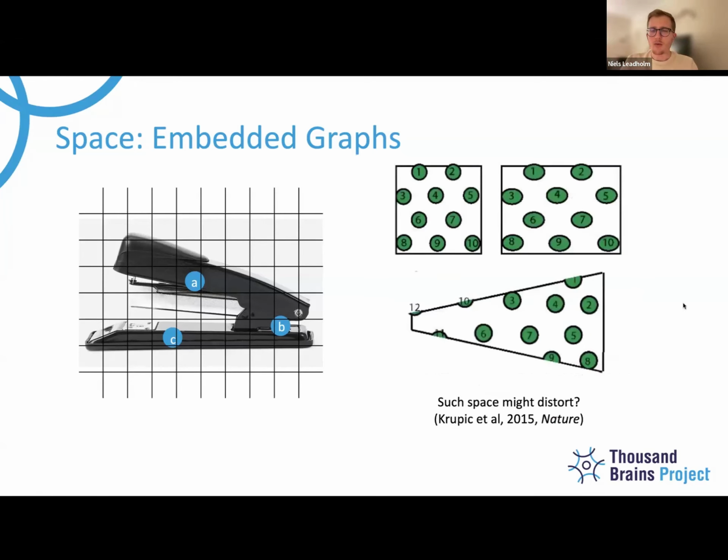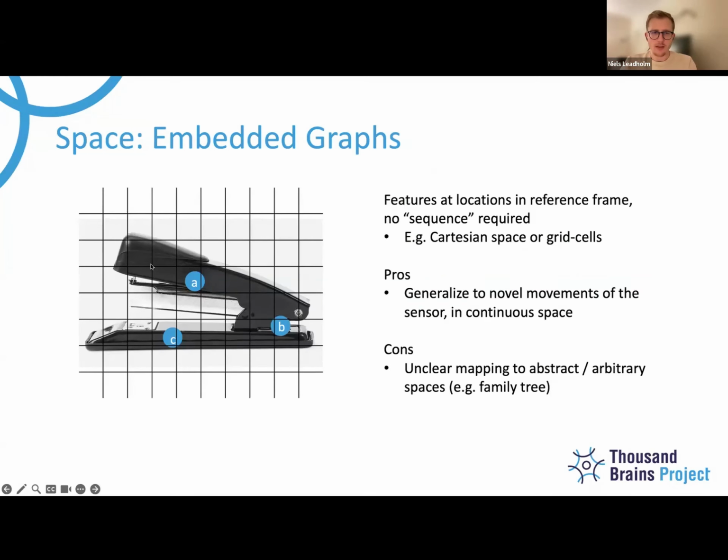I won't go into this too much, but there's some evidence that these grid cells can distort, though I think it's a fair point, Jeff, that this is generally not very significant. So I do think a better way of doing what we were talking about before is just having features that can move in this kind of space.